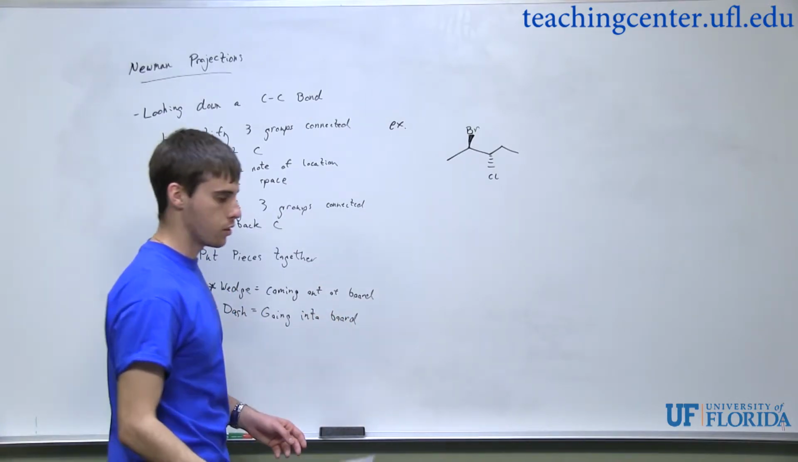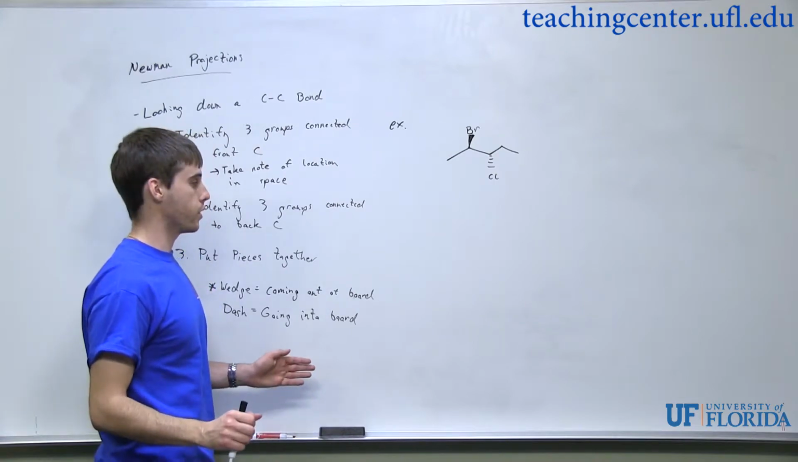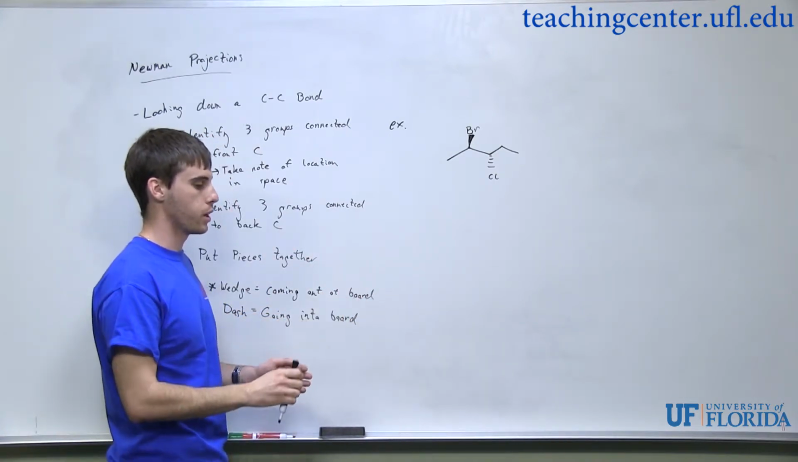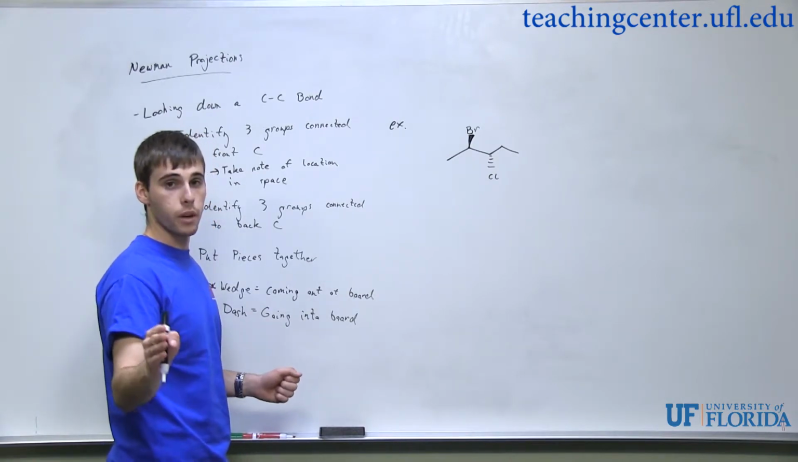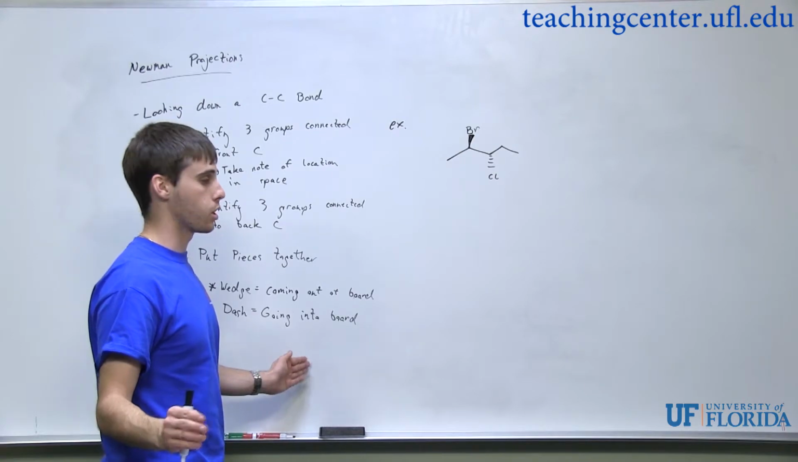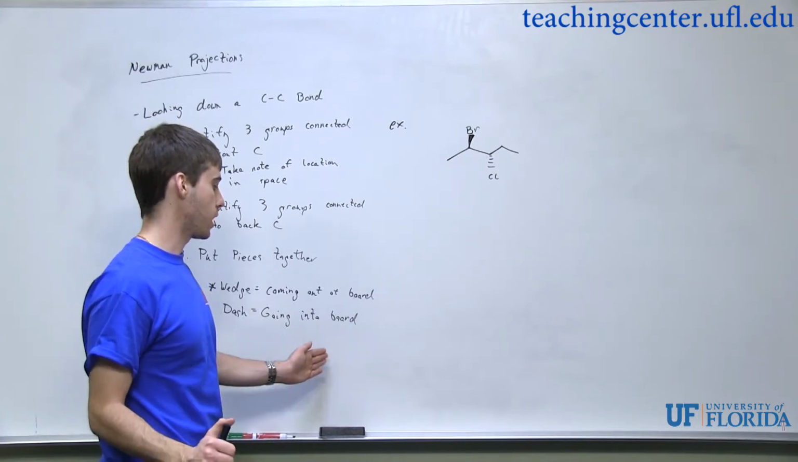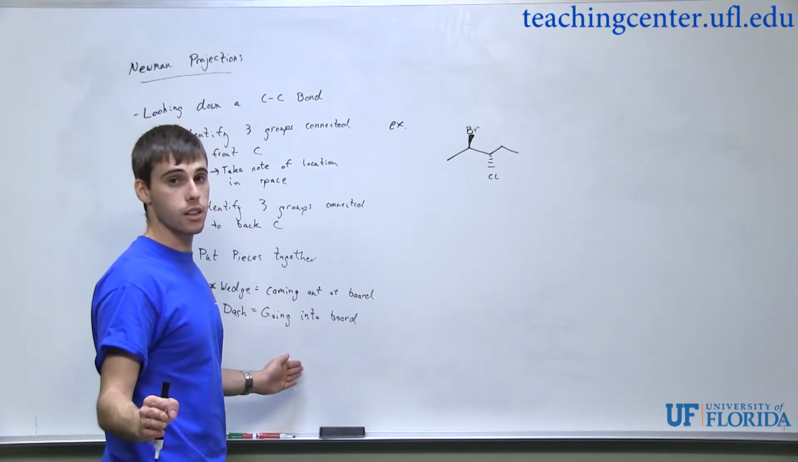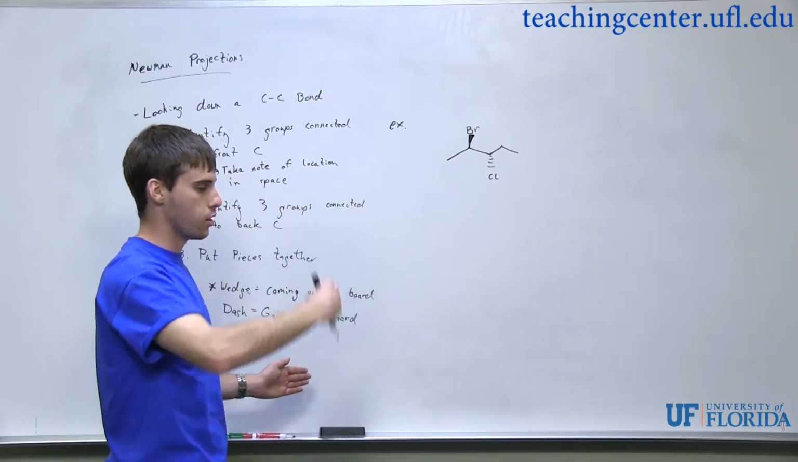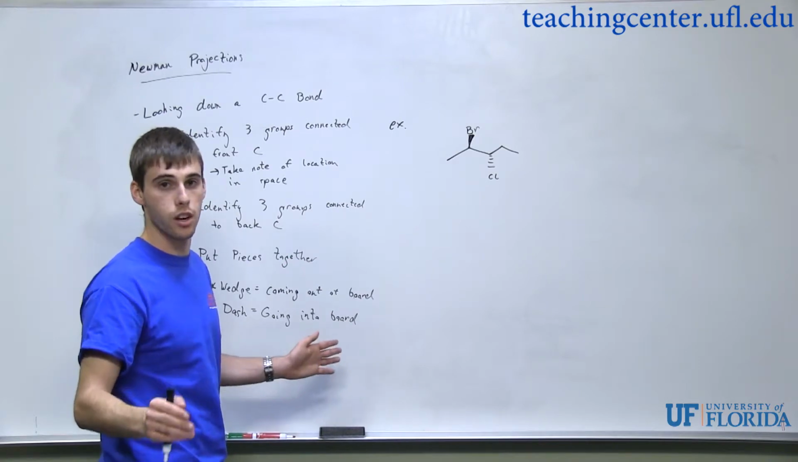Another way you can think of that is, imagine this is me looking straight on at a molecule right in front of me. My right arm is coming out. This is like the wedge, my right arm is the wedge. My left arm is the dash, that's going into the board. And then anything that's just on a straight line is just in the plane. It's not coming out, it doesn't have any 3D.